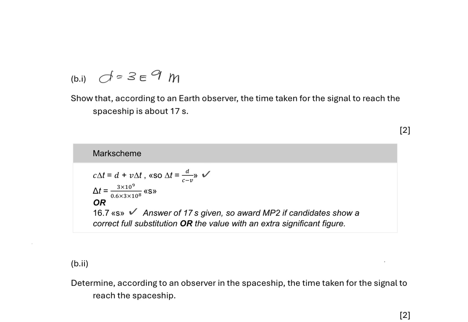Then it says, show that, according to an Earth observer, the time taken for the signal to reach the spaceship is about 17 seconds. Well, we know that light travels at constant speed, and constant speed is v equals s over t, but we're speaking specifically about light, so we'll replace v with c. And to avoid confusion, in the mark scheme they use d instead of s, so we'll use d. The distance to an object that you shine a light beam at is the speed of light times the time, and we're looking for the time here.